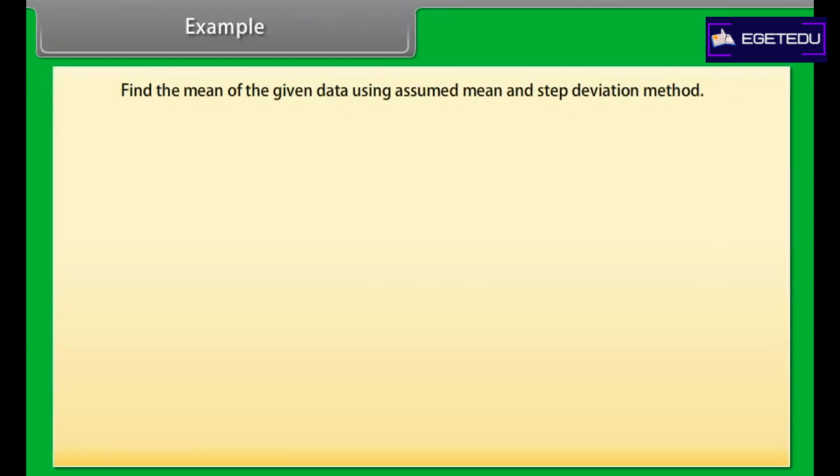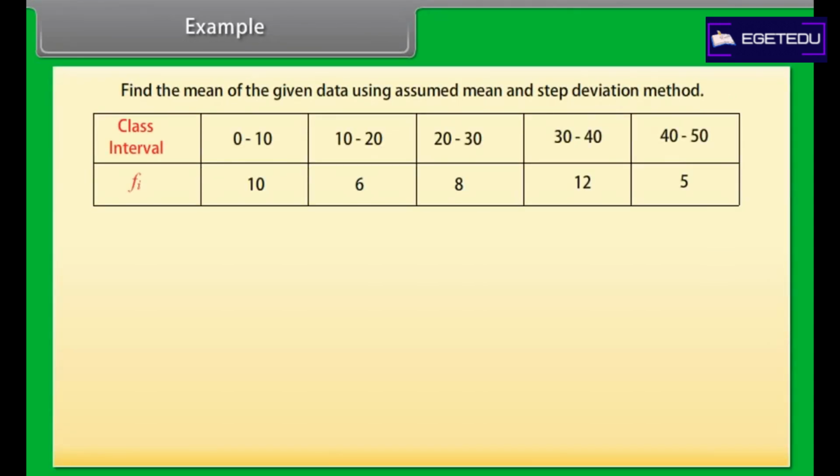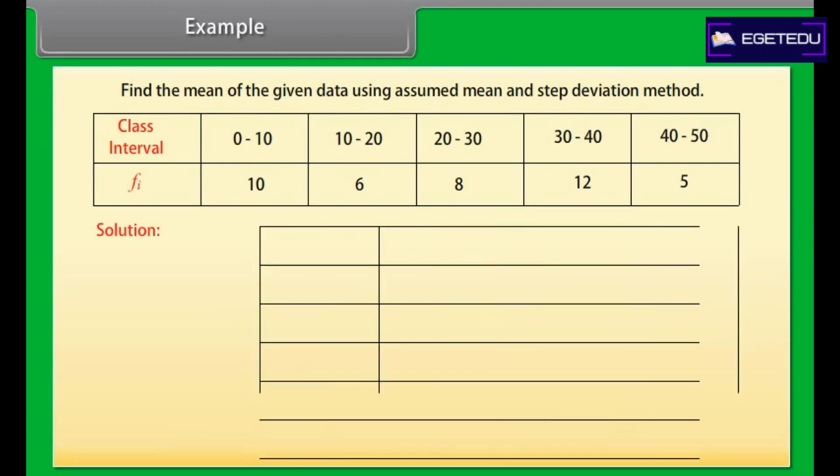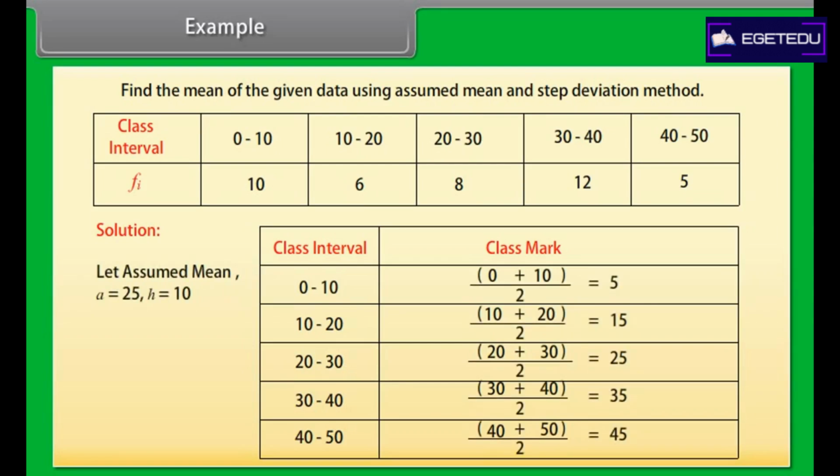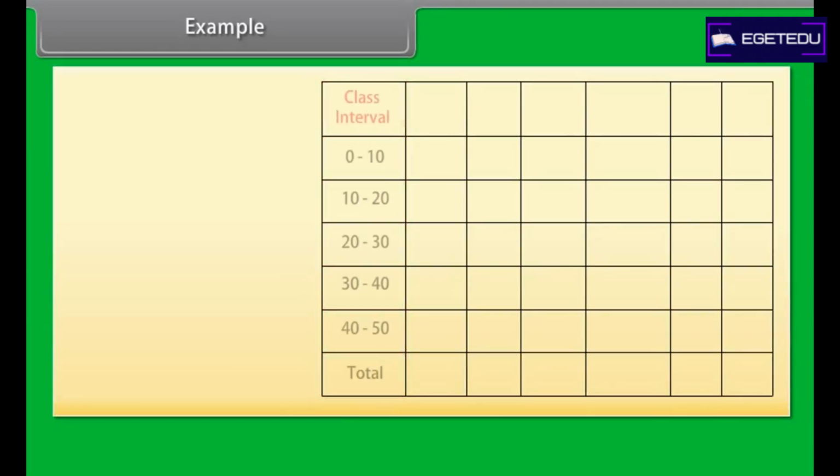Example. Find the mean of the given data using assumed mean and step deviation method. Solution. First, we find the class mark for each class interval by using the formula. Class mark equals upper class limit plus lower class limit upon 2. Let assumed mean a be equal to 25, h equals 10. In the first column, we have written the class interval, and in the second column, we have written the frequency of the respective class interval. The sum of frequencies is 41.